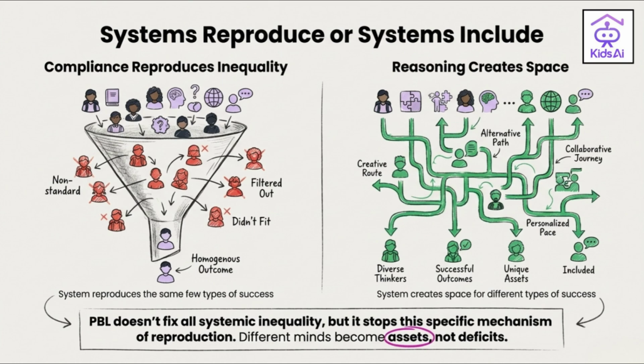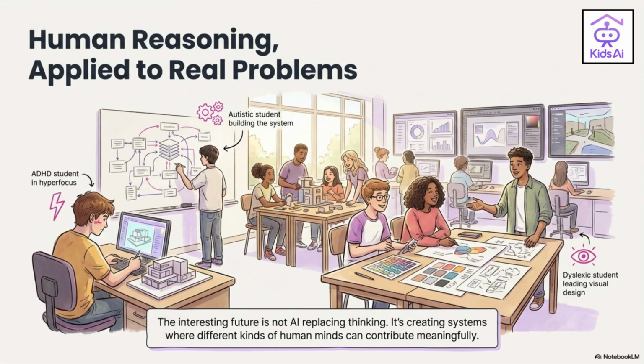As you can see on the right side, reasoning creates space. Multiple pathways shown as winding roads leading to diverse outcomes, not always successful, all different, all sophisticated. The bottom line: the system reproduces the same few types of success, but reasoning creates space for different types of success. PBL doesn't fix all systemic inequality, but it does stop this specific mechanism of reproduction. For me, real inclusion isn't about rhetoric, it's about system design that doesn't need to filter because different thinking is legitimately valuable. That's why you're building when you move to reasoning.